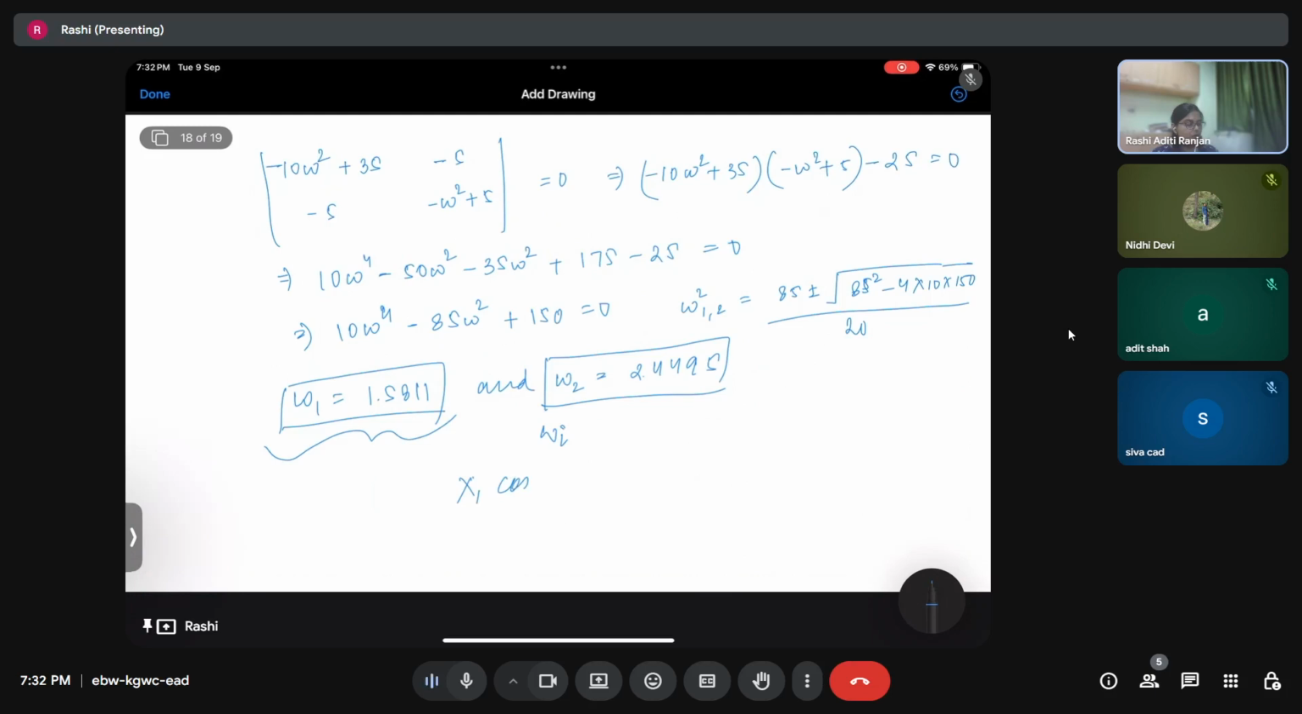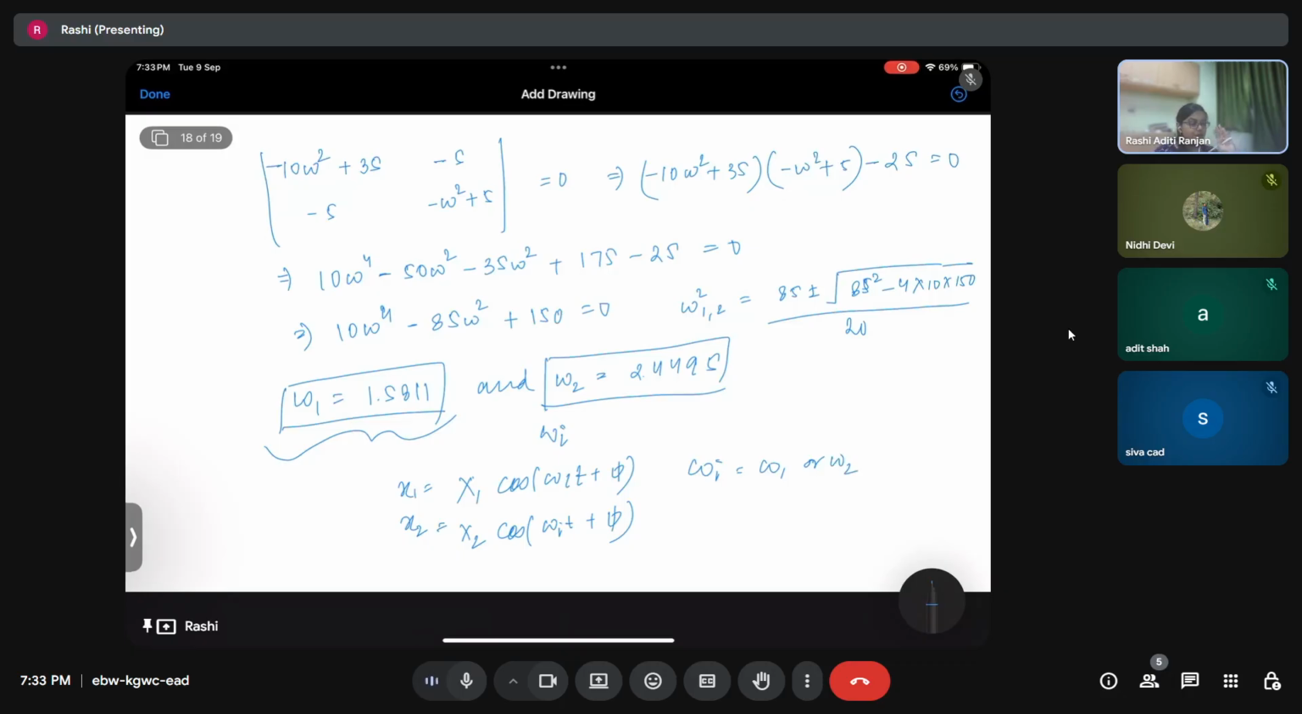X1 cos of omega I t plus phi and x2 cos of omega I t plus phi, where omega I can be omega 1 or omega 2. Correct. This is how I can have my solution.